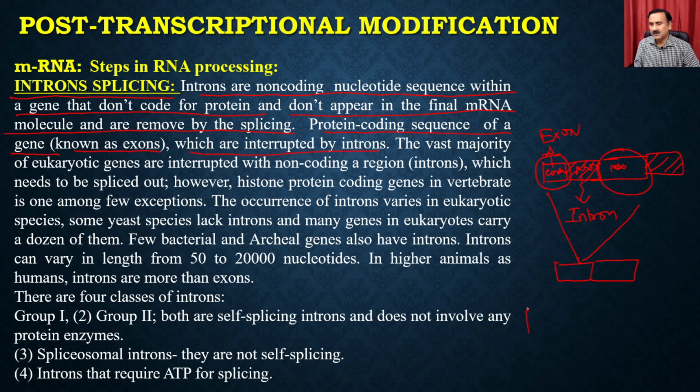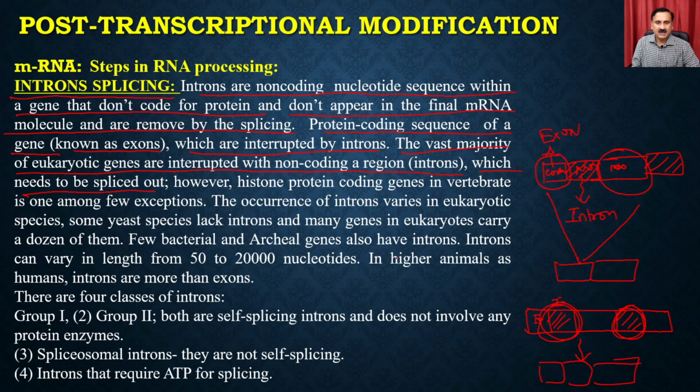So in a particular gene, you have different types of regions. You can have the non-coding introns, you can have the coding exons, right? So these are the exons, these are the introns. And if you want to make the protein, then all these exons have to come together, and that's how you are able to have the protein from this particular gene, right? The vast majority of eukaryotic genes are interrupted with non-coding regions, introns, which need to be spliced out, which means you have to remove these introns from the messenger RNA.